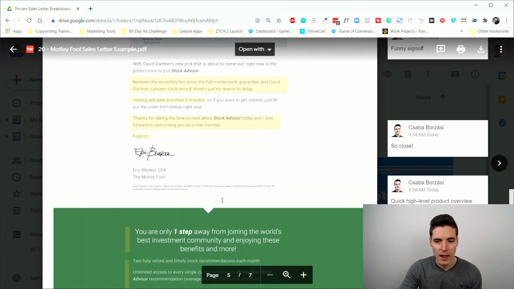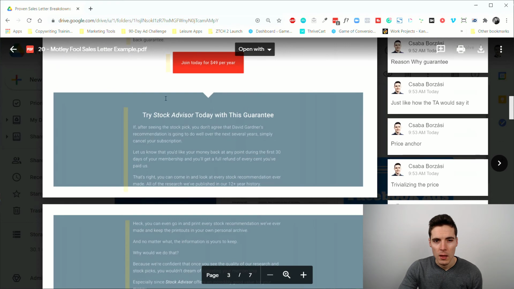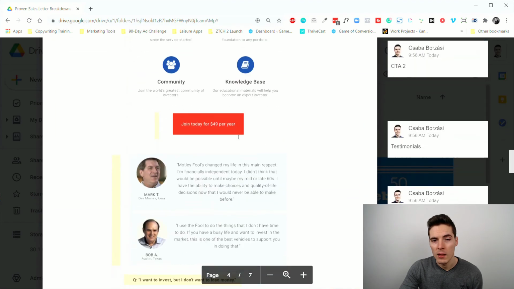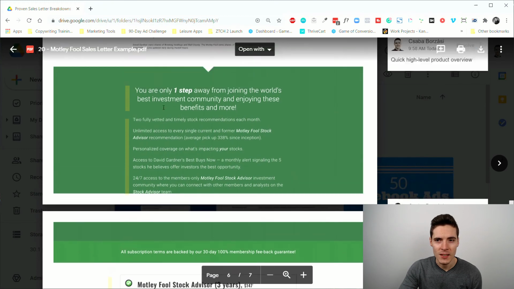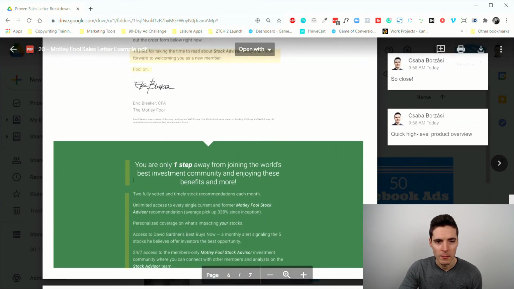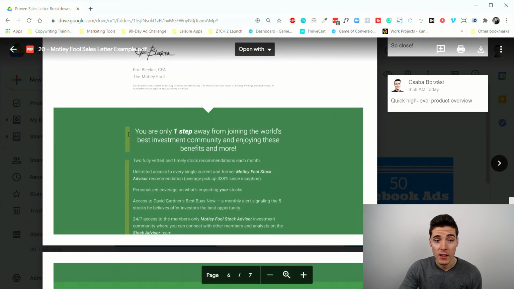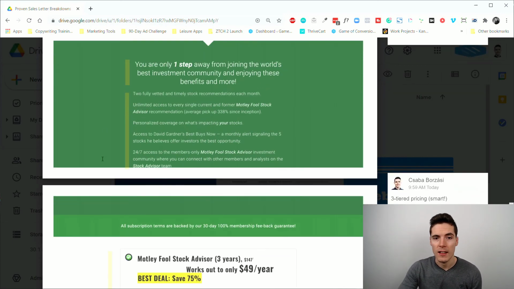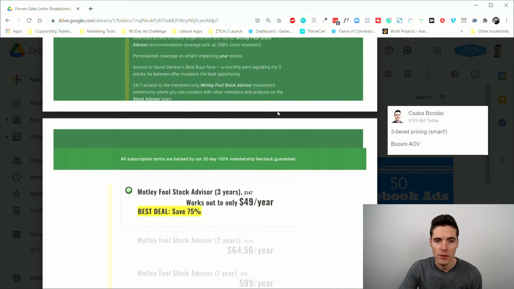We still have this little arrow thing with the green. You notice that for the guarantee it was this gray because, I don't know, somehow it symbolizes trust, but the green symbolizes greed. So green is greed. And then this part just basically showcases what can happen, what's gonna happen. Like you are only one step away from joining the world's best investment community and enjoying these benefits and more. So again, this is a benefit-centric product description, very high level.